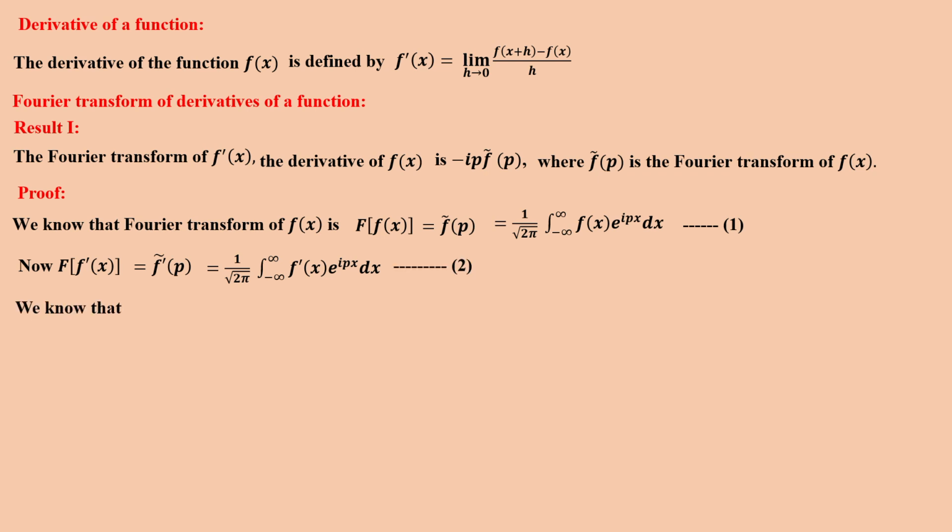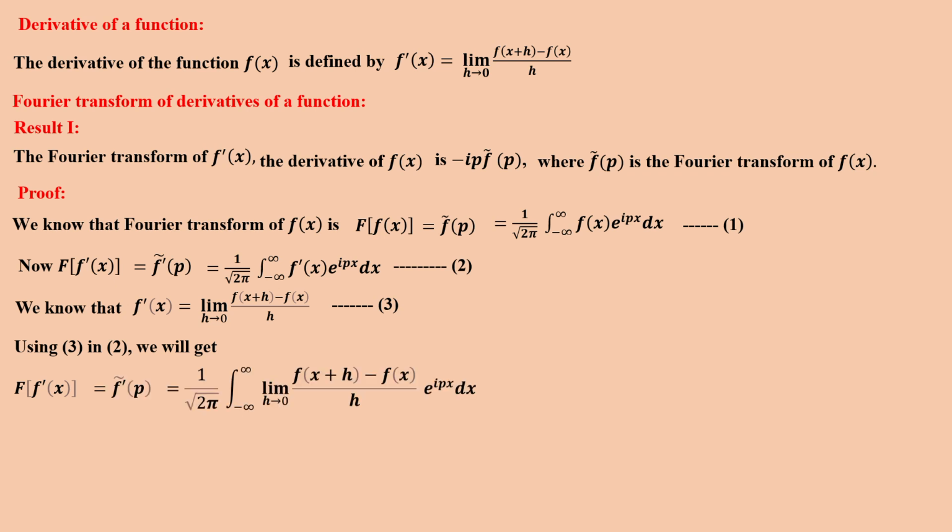We know that f dash of x is equal to limit h tends to 0 of f of x plus h minus f of x by h. That is equation number 3. Using 3 in 2, we will get the Fourier transformation of f dash of x, which is equal to 1 by root 2 pi integral minus infinity to plus infinity limit h tends to 0 of f of x plus h minus f of x whole divided by h into e power ipx dx.